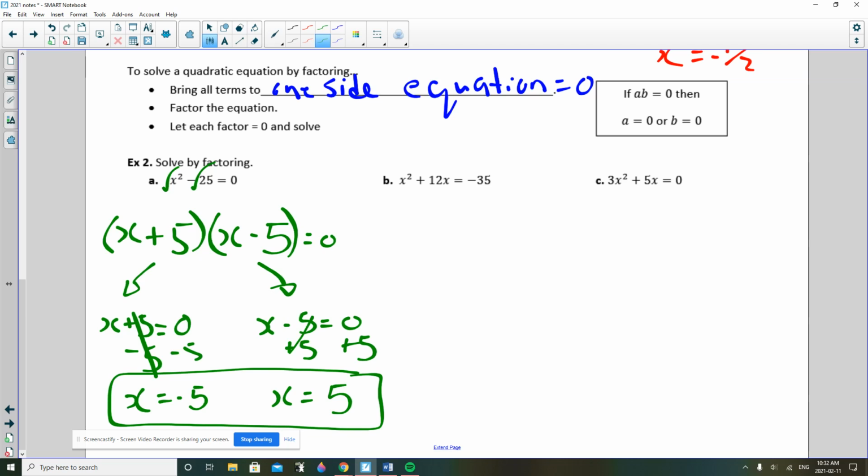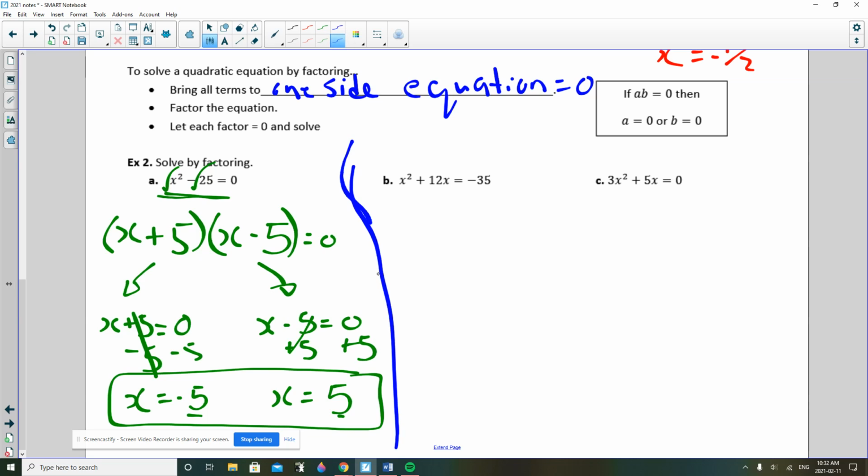Okay, if I'm not sure, there's a whole bunch of different ways I could check that. I can graph it on my calculator and find my zeros or x-intercepts. I can substitute these points back into my original equation, and they should equal 0, because negative 5 squared is 25, and 25 minus 25 is 0. So I know both of those should be okay.